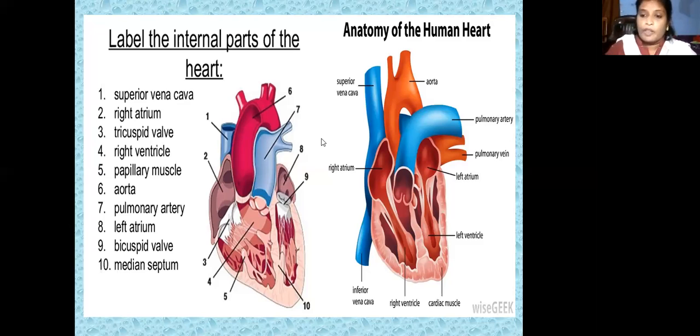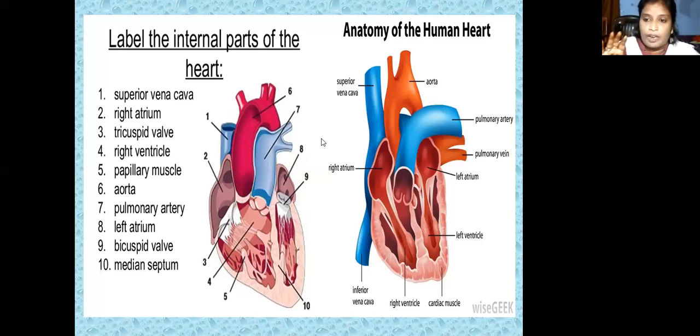See, what are the major parts of the human heart? See in this diagram: superior vena cava, aorta, pulmonary artery and pulmonary vein, right atrium, left ventricle, inferior vena cava, right ventricle, cardiac muscle. These are all major parts of the heart.